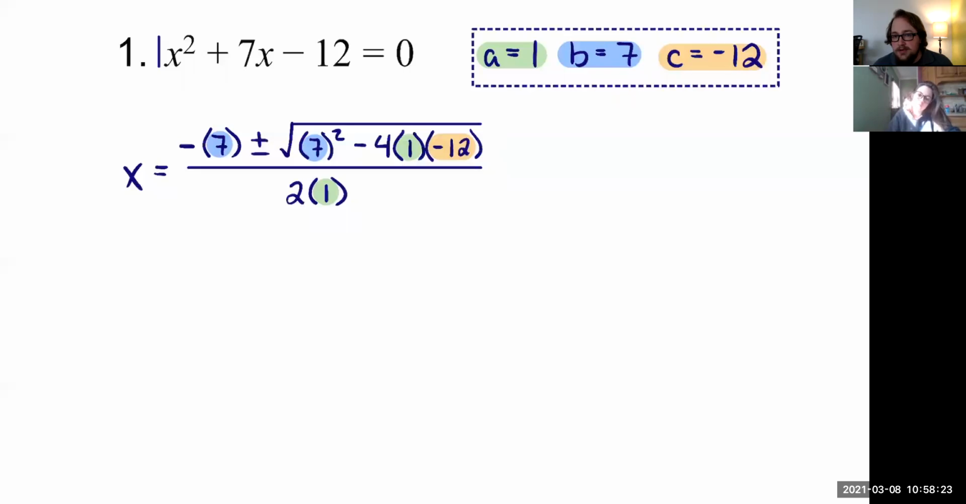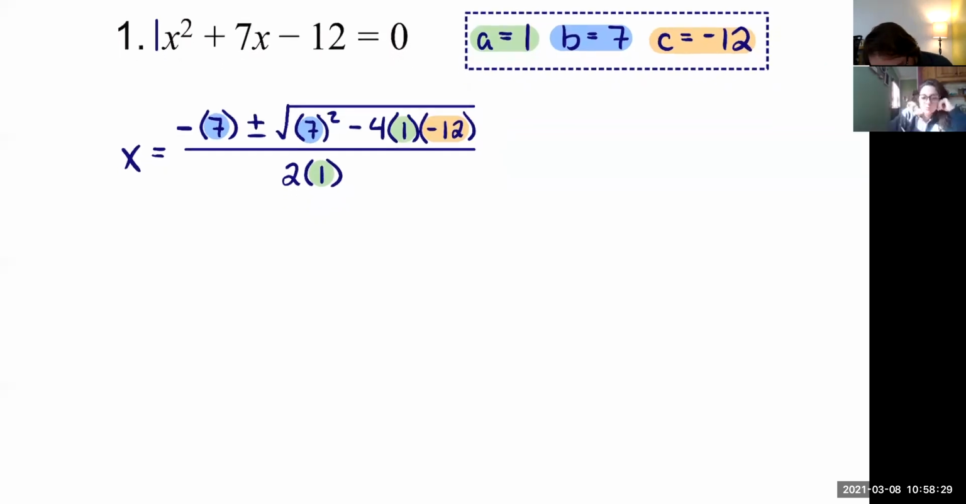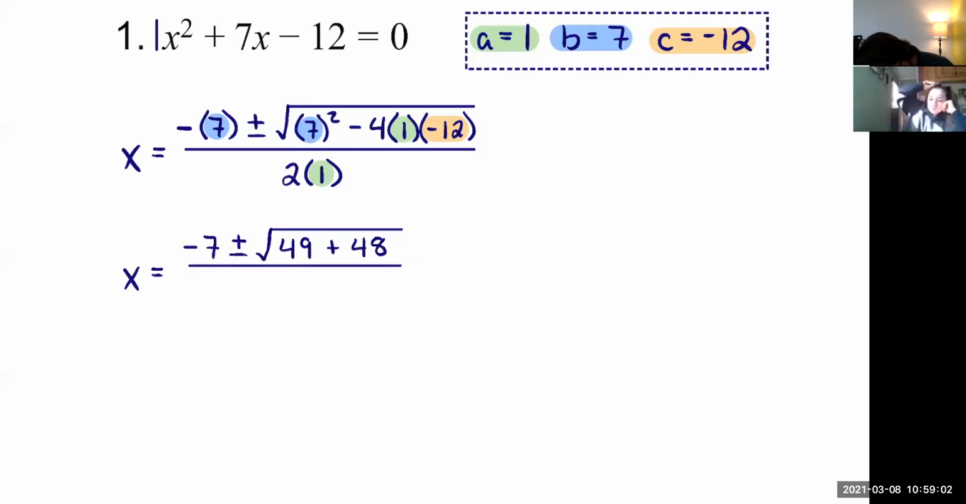So in this next step, we go through and start to clean it up pretty quickly, addressing each set of parentheses as we go. So in my next step, I'll have x equals -7, which is just a -7, plus or minus the square root of 7 squared, which is 49. And then I have -4 times 1, which is -4. Take that -4, then multiply it with the -12, which gives me a positive 48. And then this whole thing is over 2 times 1, which is just 2.